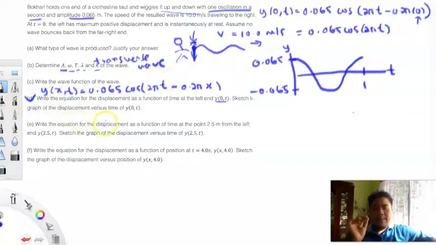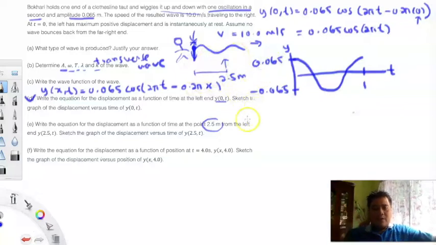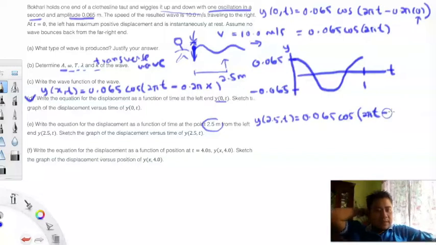How about a point at another position, somewhere here, which is 2.5 meters from the end? How do we proceed? The same way: we just replace x with 2.5. So y(2.5,t) equals 0.065 cos(2 pi t minus 0.2 pi times 2.5), and put it down.